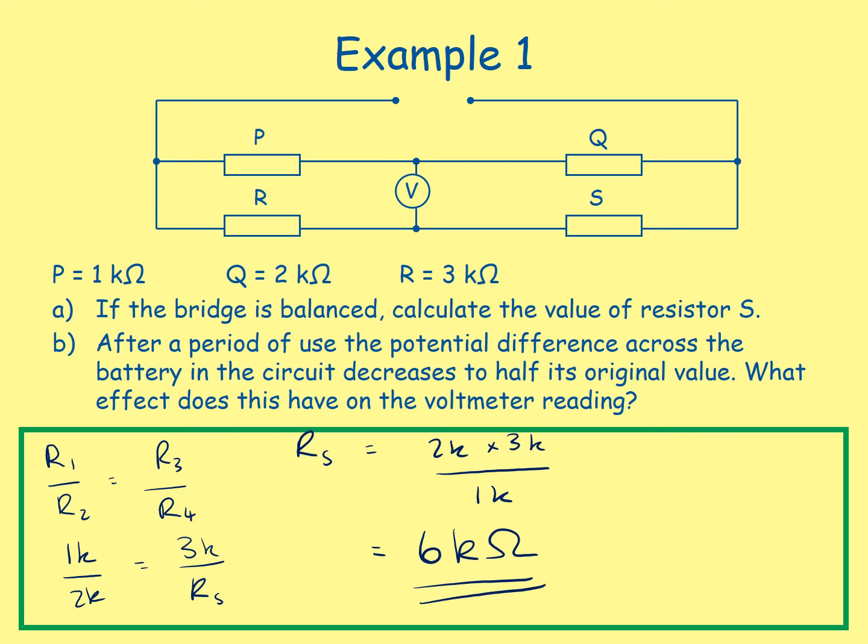Part B. After a period of use, the potential difference across the battery and the circuit decreases to half its original value. What effect does this have on the voltmeter reading? This will actually have no effect on the voltmeter reading at all, as our bridge is still balanced with respect to the resistors. So part B, no effect.